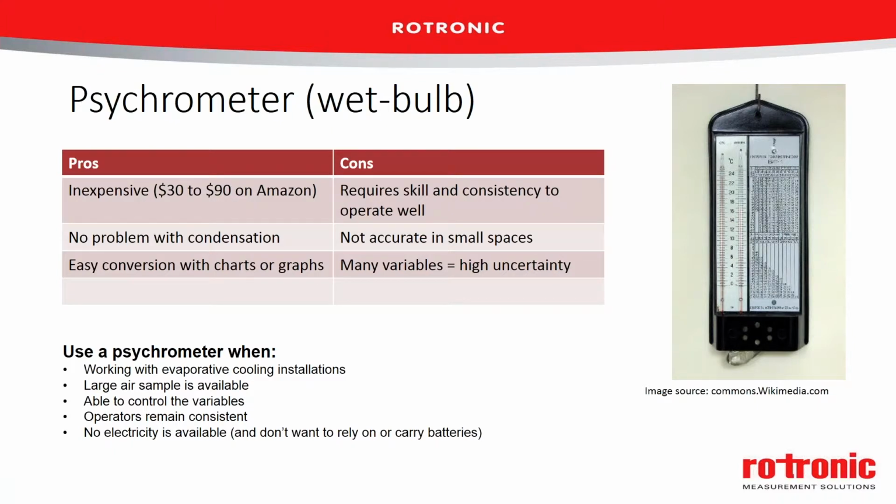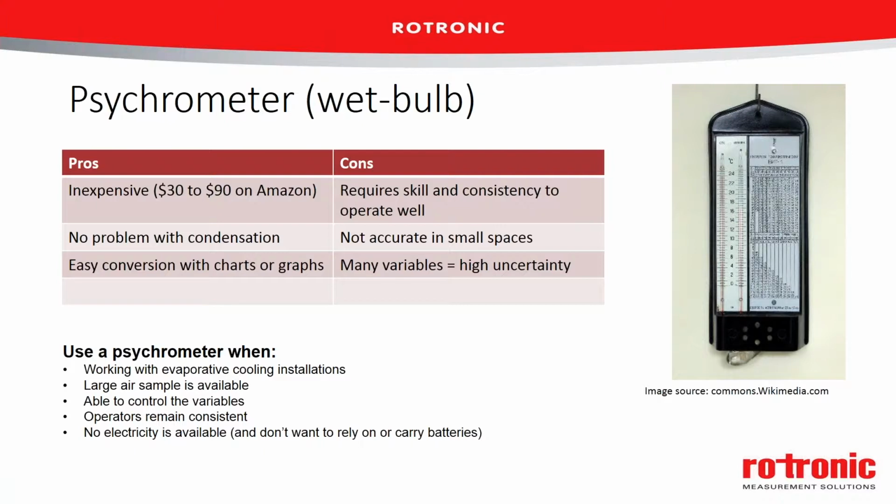So they tend not to give very repeatable measurements. They're also not accurate in small spaces, and this is because they're constantly evaporating water, so they're affecting the local environment. So really, there's a lot of variables that come into the psychrometer, and it ends up giving a relatively high uncertainty. Typically, we still do see these as the control sensors in some humidity chambers, especially ones that are trying to operate at very high temperatures and high humidities.